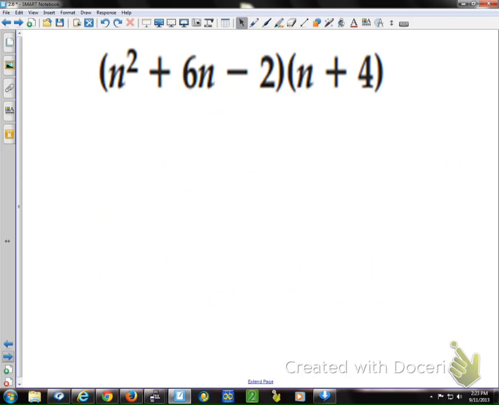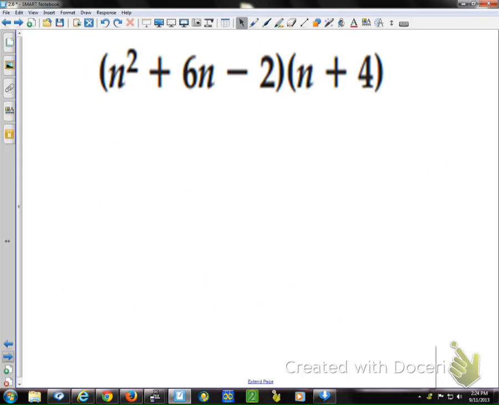Now, the reason I said I don't like the word foil, because it's 3. That's right. It is 3. We're going to take these and then times them by these. Now, my personal preference is to take the smaller one and then take both terms and multiply it by all 3 pieces individually. So that's what we're going to do.